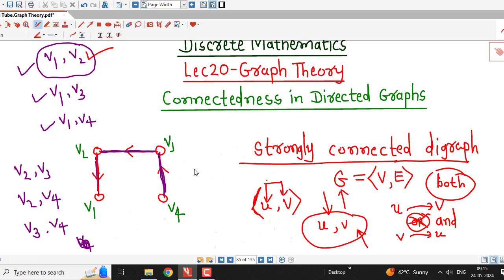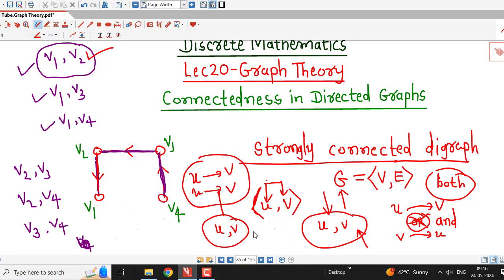It is a unilaterally connected directed graph, but it is not a strongly connected directed graph, because for a strongly connected directed graph, we require that U is reachable from V as well as V is reachable from U. Both the nodes must be reachable from one another, or there must be a path from U to V and from V to U. For unilaterally connected, we have either a path from U to V or from V to U. But for strongly connected, we must have a path from U to V as well as from V to U.